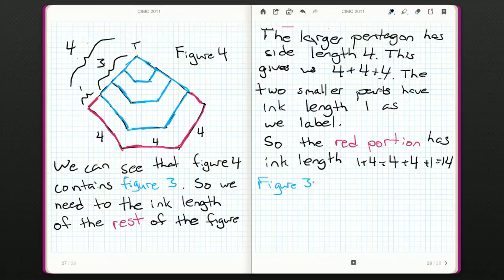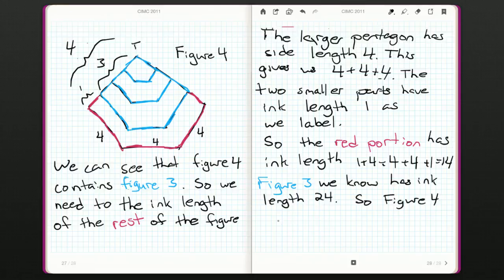And figure 3 has ink length 24. So figure 4 has ink length 14 plus 24, and that's equal to 38.